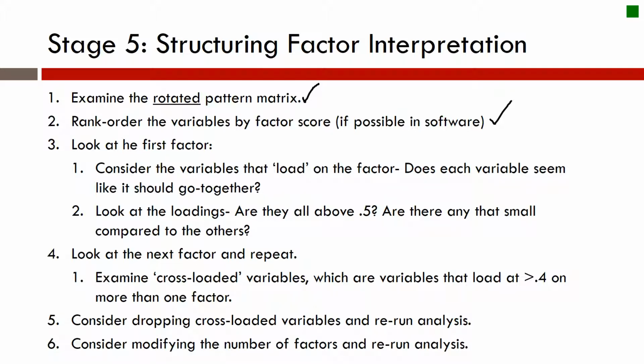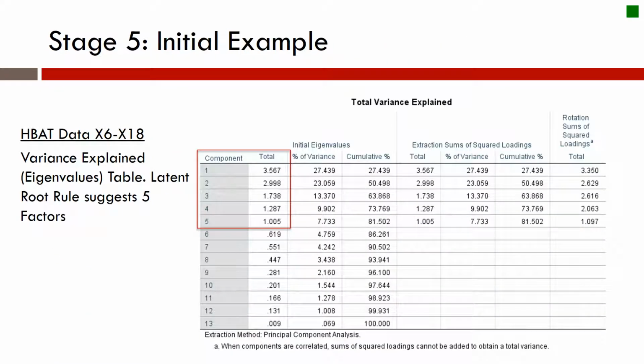Okay, so continuing to analyze the loadings, continue to look at the factors, making sure that they make sense, and then rerunning the analysis is the process that we basically will look at. So what I have here is an example of our HBAT data. What we're going to do is pull variables 6 through 18 and basically look at this. So I've run the analysis for variables 6 through 18. I did a ProMax rotation, ProMax solution here.